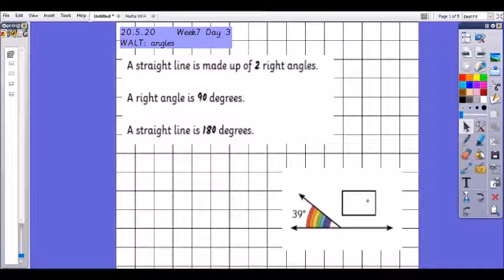So if we're going to find a missing angle on this straight line here, what we could do is take 180 degrees, because we know that the angles on a straight line add up to 180, and then take away the angle we have been given. So for this one we would do 180 take away 39 to find this missing angle.